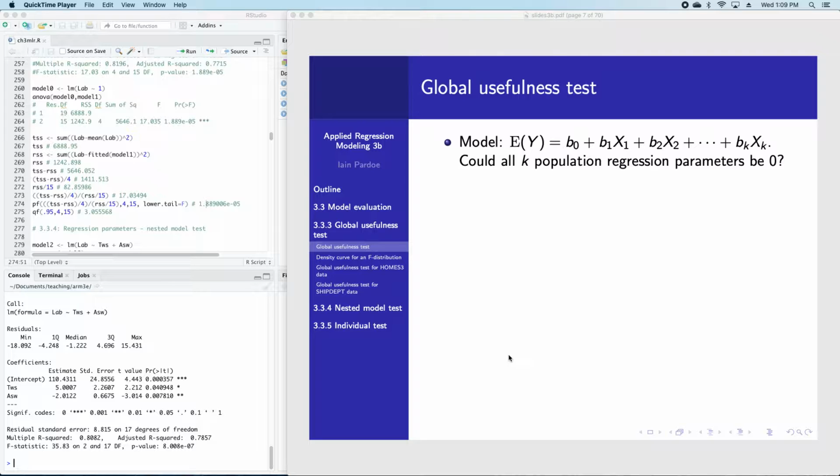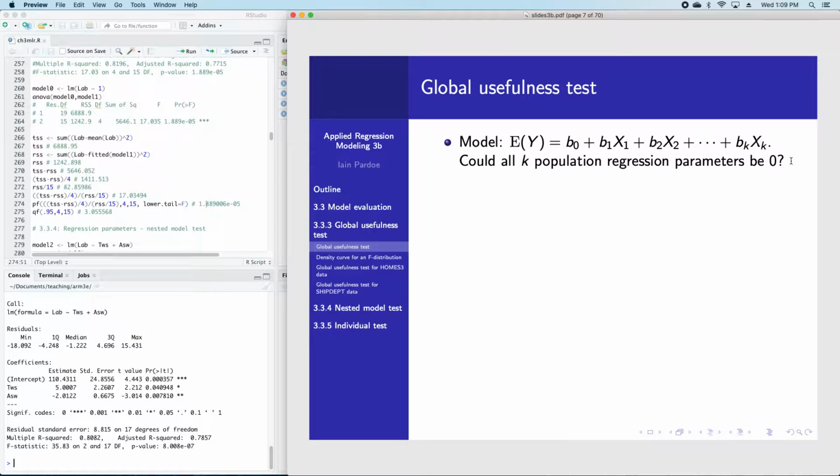The first test I'm going to consider will think about all of the regression parameters B1, B2 all the way up to Bk. This is known as either the global usefulness test or sometimes the overall test or overall F-test of the model. So here's our multiple linear regression model with predictors x1, x2 all the way up to xk.